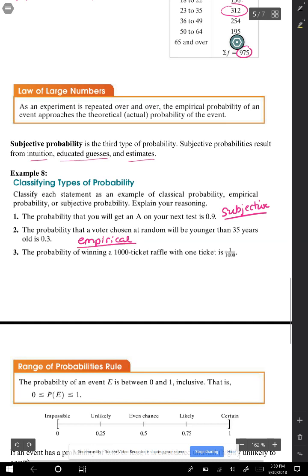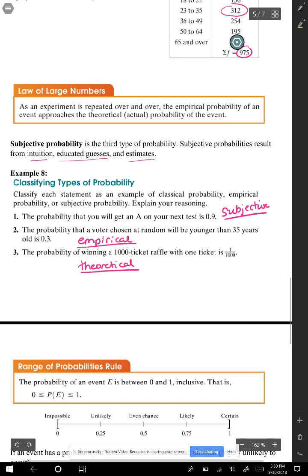And then the third one, the probability of winning a 1,000 ticket raffle with one ticket is 1 in 1,000. Well, if there's only one winning ticket out of 1,000, then obviously the only probability that applies here is you have a 1 in 1,000 chance of winning if you only buy one ticket. So this is definitely theoretical.